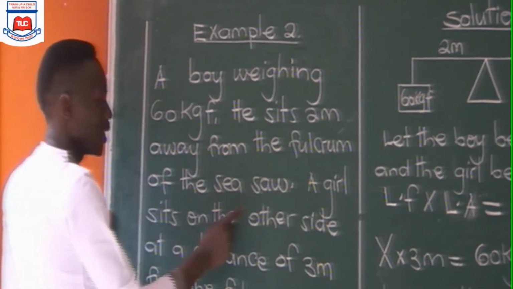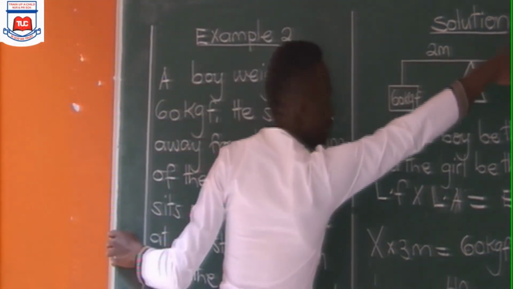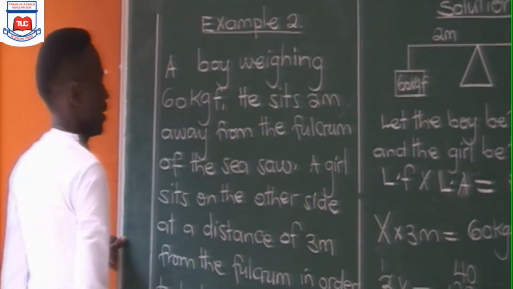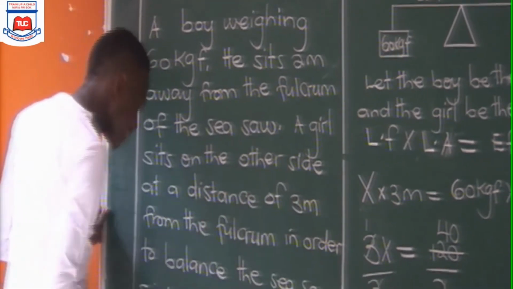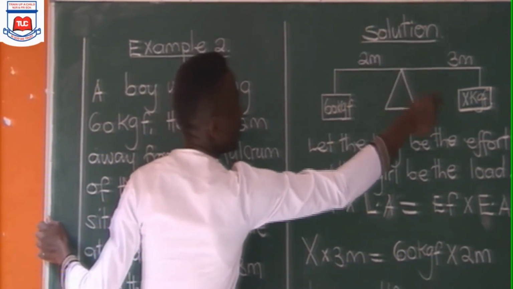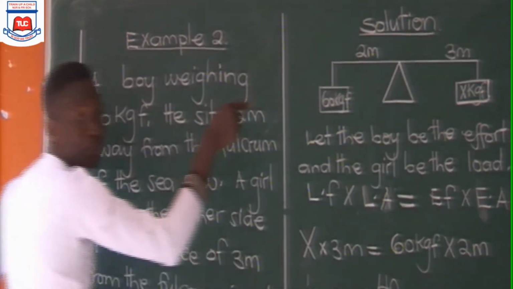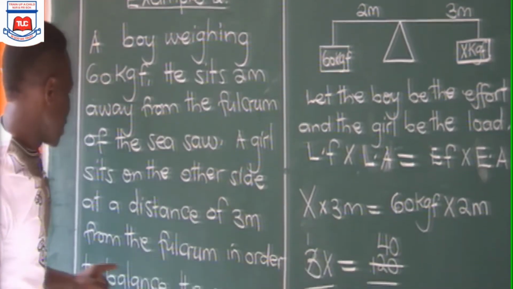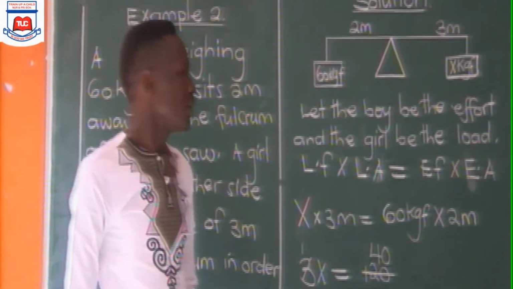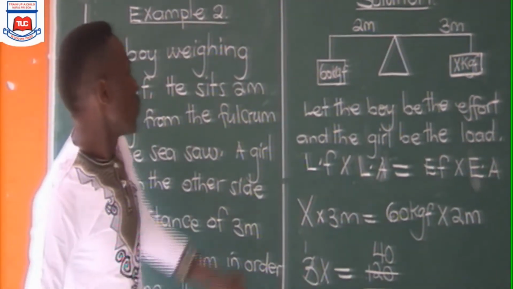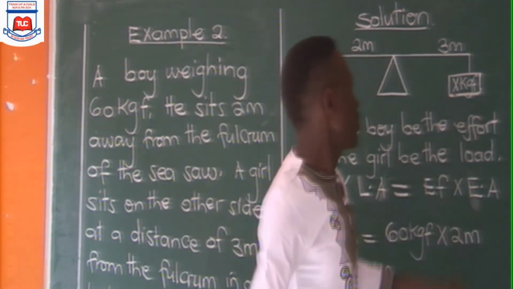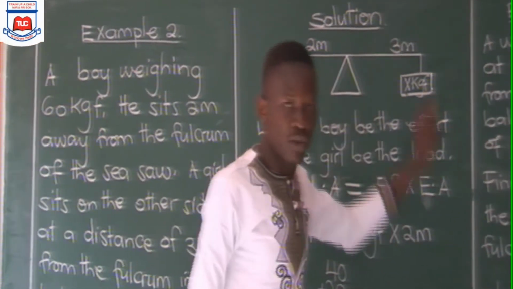A girl sits on the other side. The boy sits this way and the girl sits on the other side, at a distance of 3 meters from the fulcrum. In order to balance the seesaw, find the weight of the girl. So what do we know here? We know the weight of the boy. We know the distance of the boy from the fulcrum. We do not know the weight of the girl, but we know the distance of the girl from the fulcrum.